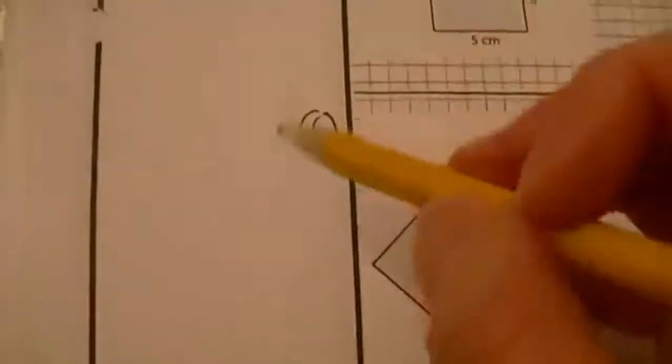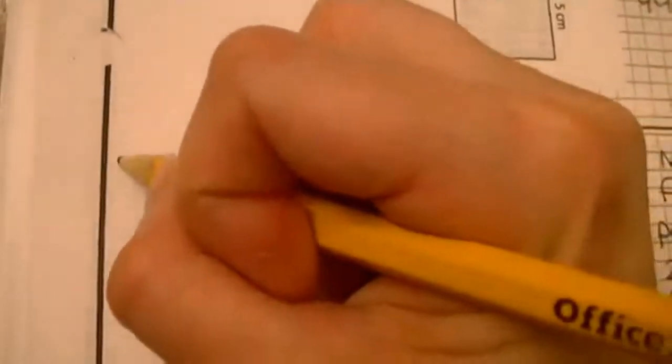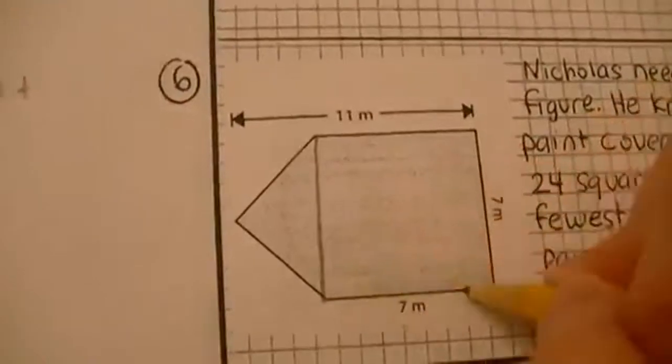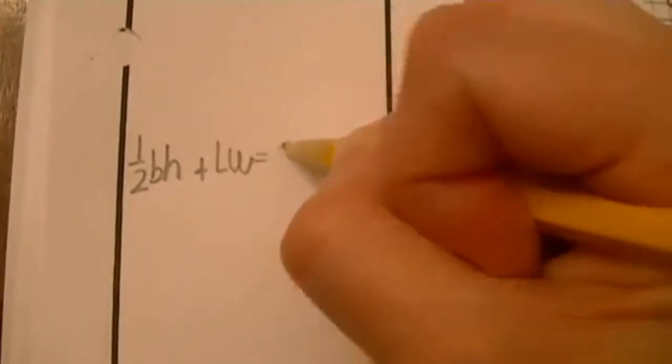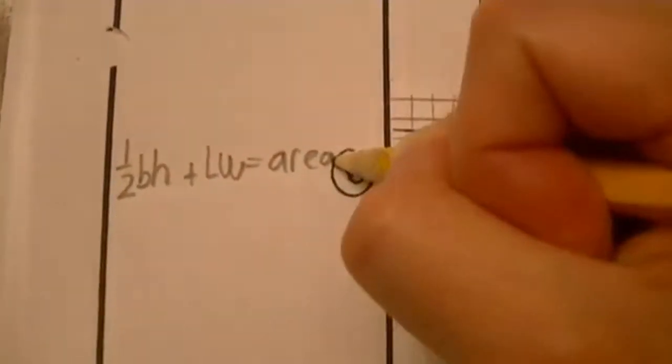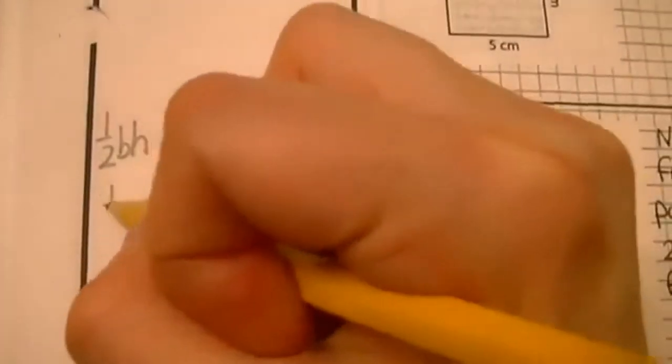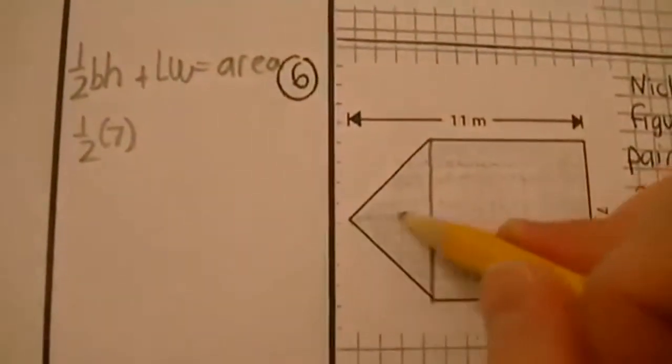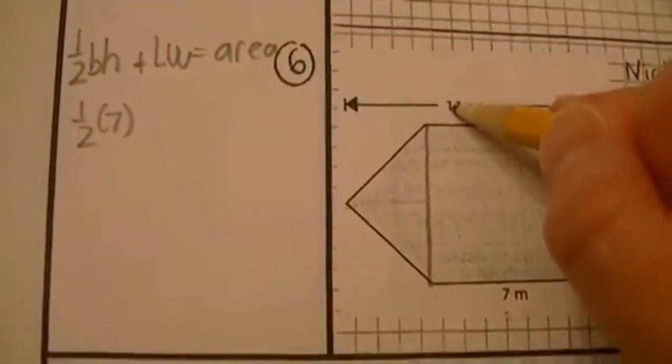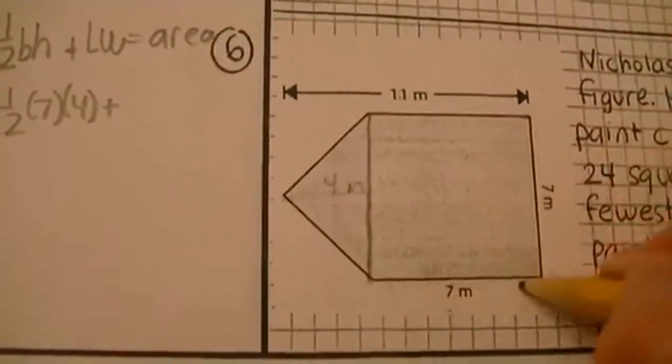And I want to give myself some room here, so I'm going to write off to the side. So the area, I'm going to start with the area of the triangle. It's going to be 1/2 base times height plus length times width. That's going to give me the area. So 1/2, the base of the triangle is 7. The height of the triangle, just right there, is 11 minus 7, which is 4 meters. Plus the length times width, so 7 times 7.